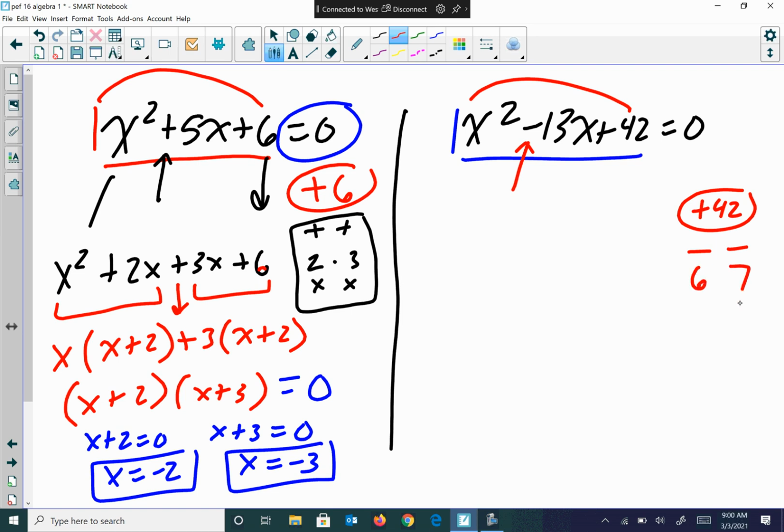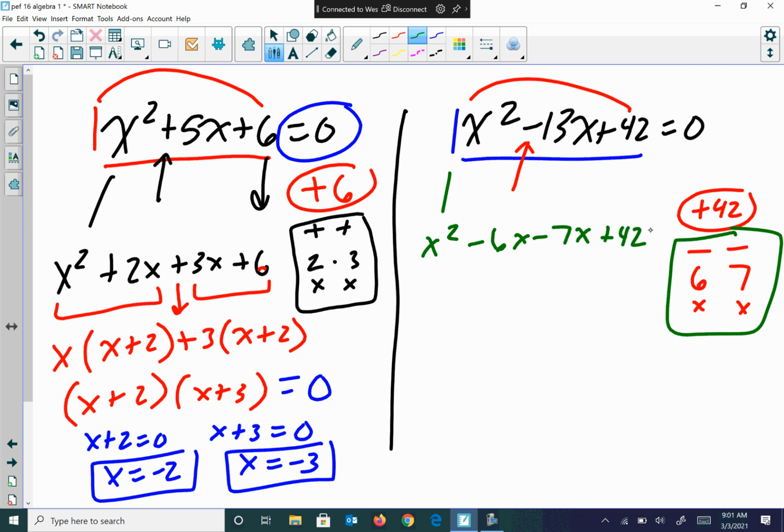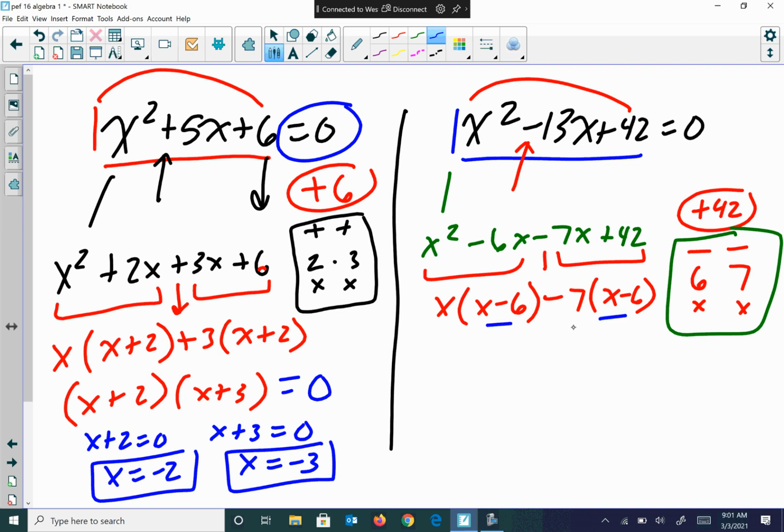6 and 7. Notice again, I didn't write them all down. So -6 and -7, if I add them together, gives me -13. That's what I want. So we're going to bring down x squared minus 6x minus 7x plus 42, excuse me, I'm sorry. Looks like I have an x in common here, and that leaves me x minus 6. I have a negative here, so I'll bring that out. Looks like I can factor a -7 out, so that's going to change both those signs. Those are the same, which I want.